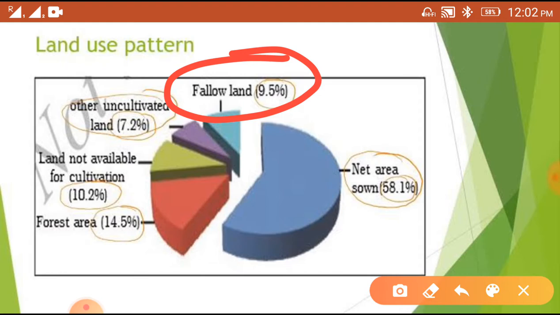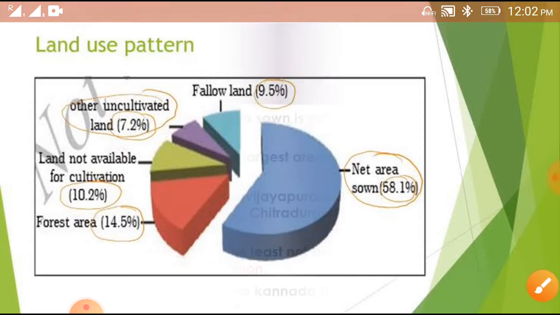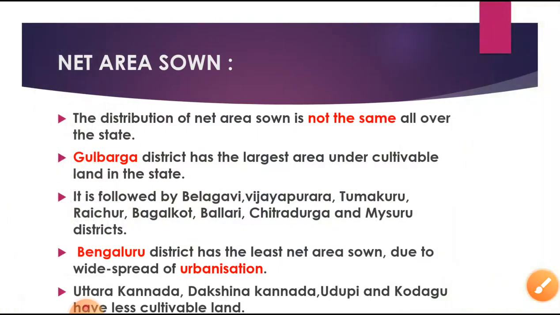Always, for the development of state, fallow land numbers should be less. Fallow land and other uncultivated land should be less. Net area, then land not available for cultivation, and forest area should be more for the development of any state. Now let me explain the first one, net area.